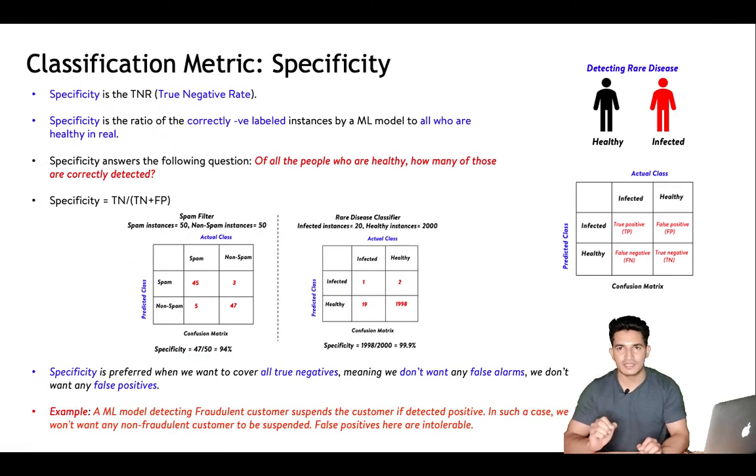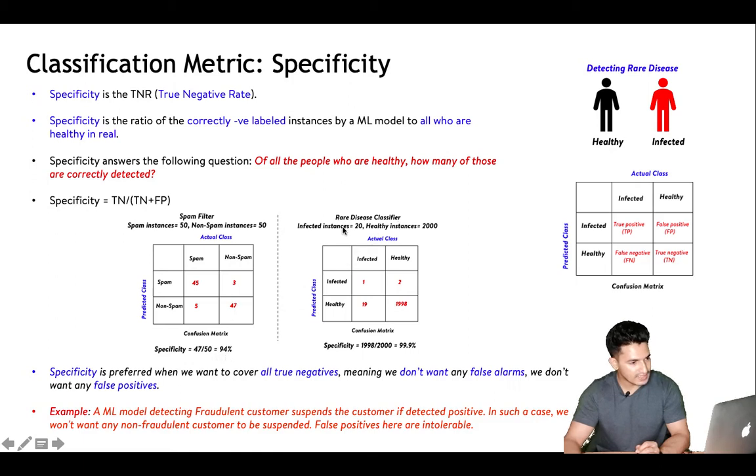The next classification metric that we will look at is specificity. It is also called the true negative rate. It is kind of opposite of recall. Recall is true positive rate and specificity is true negative rate. Specificity is the ratio of correctly negatively labeled instances by ML model to that of all the people who are actually healthy in real. Specificity answers the question that of all the people who are healthy, how many of those are correctly detected. The formula of specificity is true negative divided by all the negatives, that is true negative plus false positive. In the spam filter case, the specificity will be 47 divided by all the negatives, that is 47 plus 3, which is 94%.